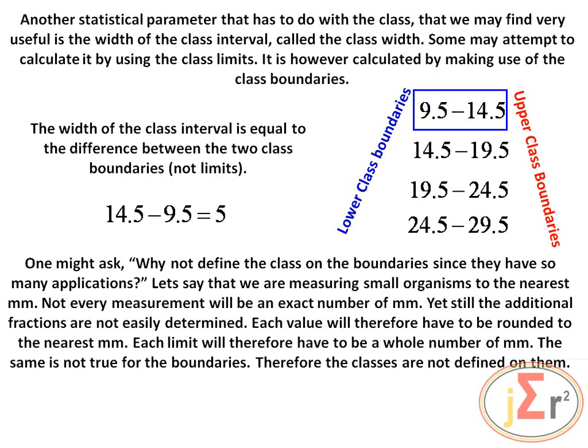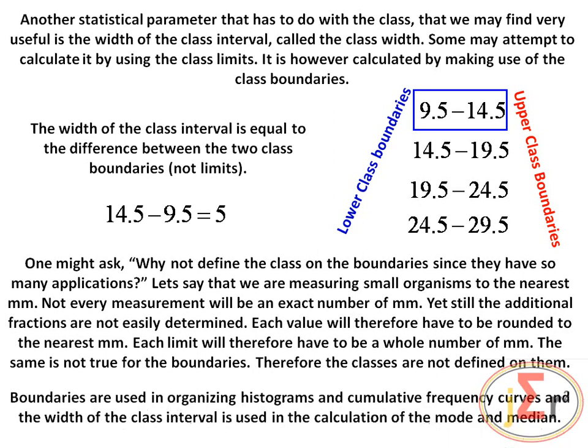Because of this, you will have to do some rounding off. And when you round off, you are rounding off to a specific number of millimeters. That is why we have to have that specific number of millimeters represented in the limits on which the classes are defined. Boundaries are used in organizing histograms and cumulative frequency curves, and the width of the class interval is used in the calculation of the mode and median. So those are some of the uses of some of the parameters.